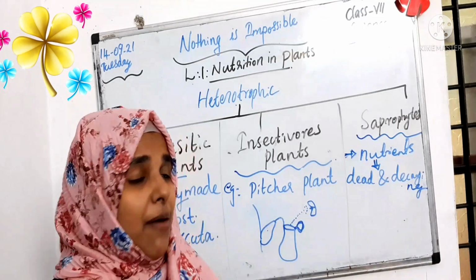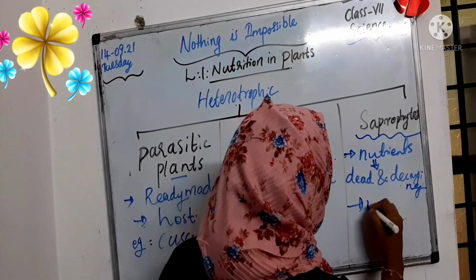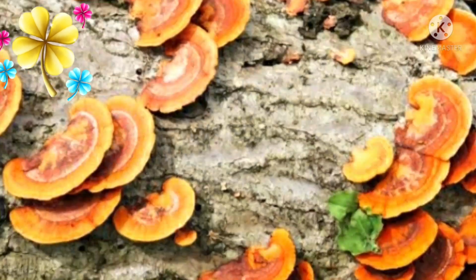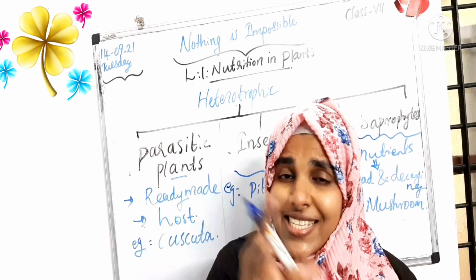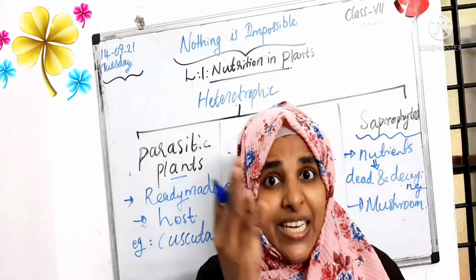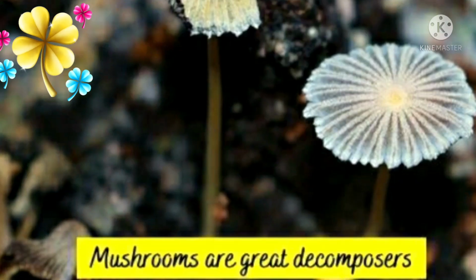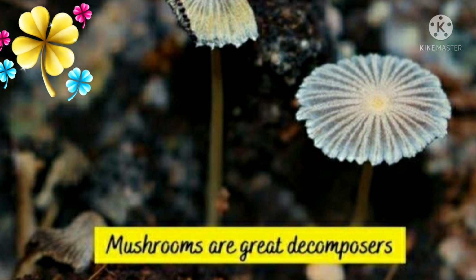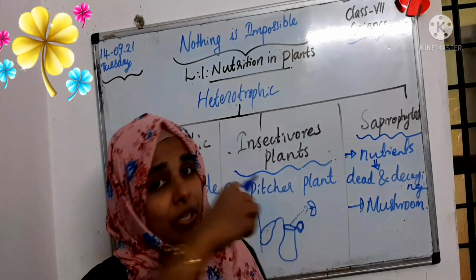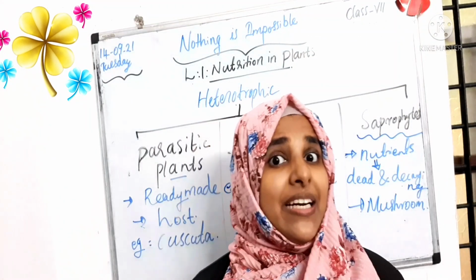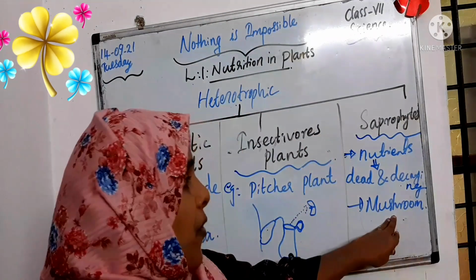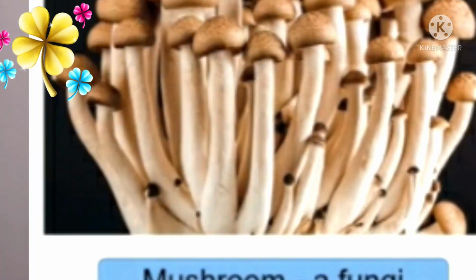For example, we can say mushroom. Where can we see mushrooms, children? We can easily see mushrooms where there is, yes, of course, dead and decaying matter. It may be a tree. We can see a lot of mushrooms over there, and they take nutrients and minerals from the dead matter. Such type of nutrition we call saprophytic nutrition.